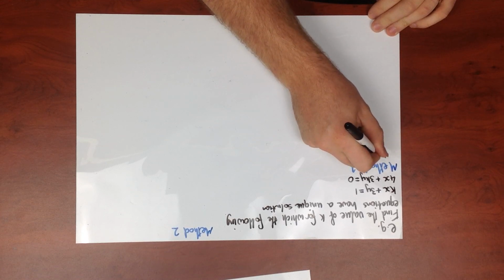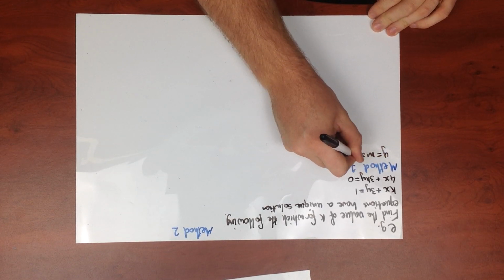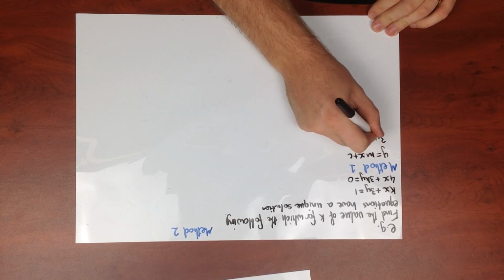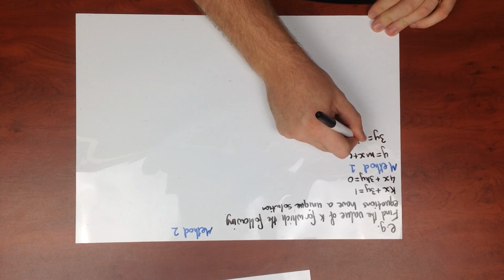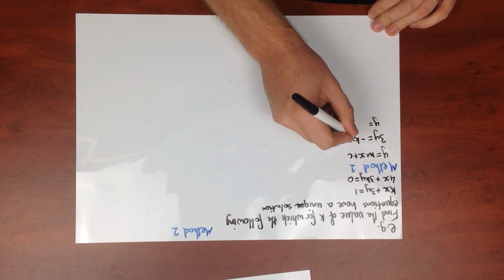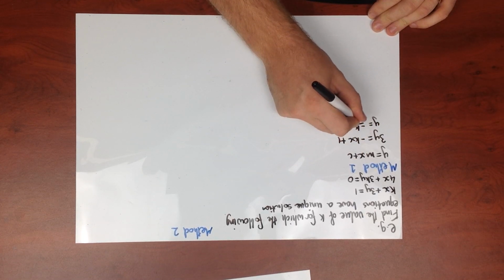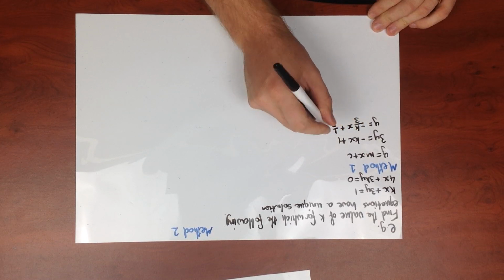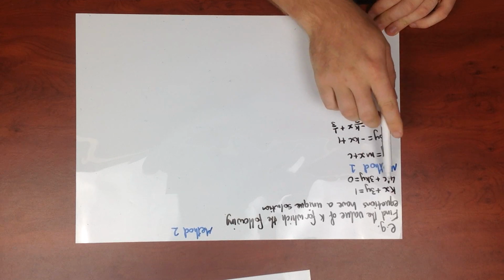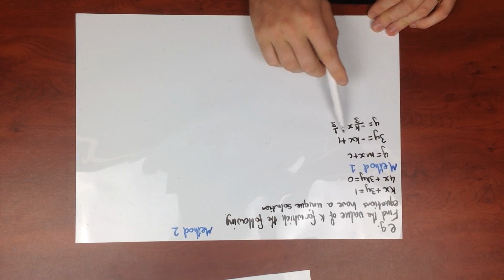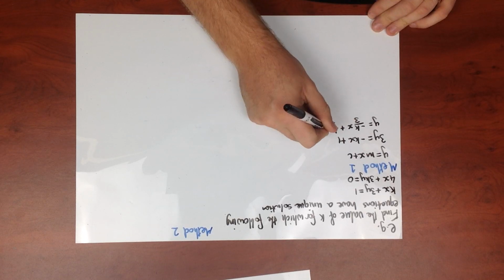For our first method, we're going to put them both in the form of y equals mx plus c. Looking at this first one, we've got 3y equals negative kx plus 1, so y equals negative k on 3 x plus 1 on 3. All I've done is move the kx across this side by taking it away, and then divide everything by 3. So that's one equation.